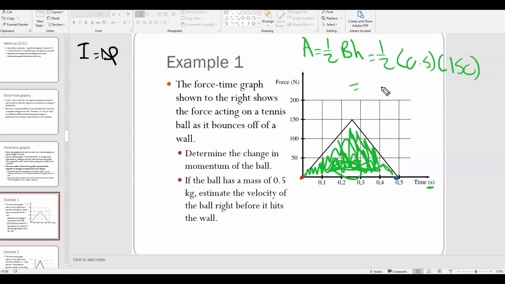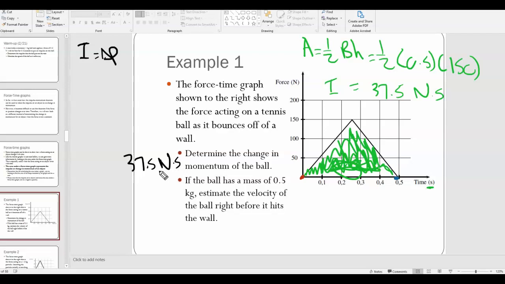And so if I do that calculation, I get 37.5 newton seconds. And so that is the impulse, aka the change in momentum of the ball. By the way, notice the unit for impulse is newton seconds, because what we're multiplying is 150 newtons times 0.5 seconds. So that's where the newton seconds comes from. So that is the answer to the first question, 37.5 newton seconds.